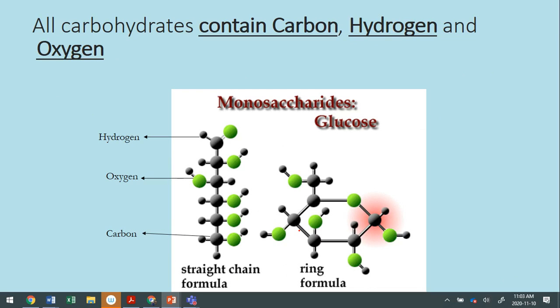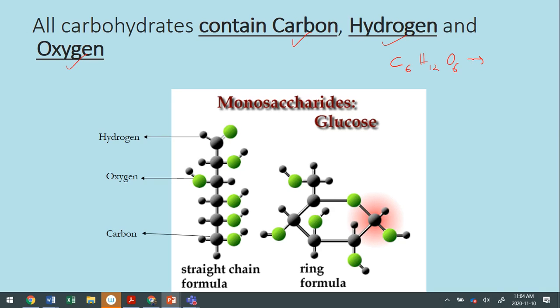So all carbohydrates, again, originally come from plants. And all carbohydrates have a couple of things in common. Number one, they all have carbon in them, they all have hydrogen, and they all have oxygen. So an example of a carbohydrate chemical formula would be C6H12O6. Okay, this is the carbohydrate.